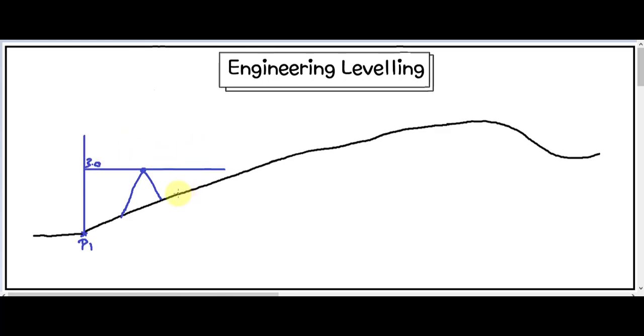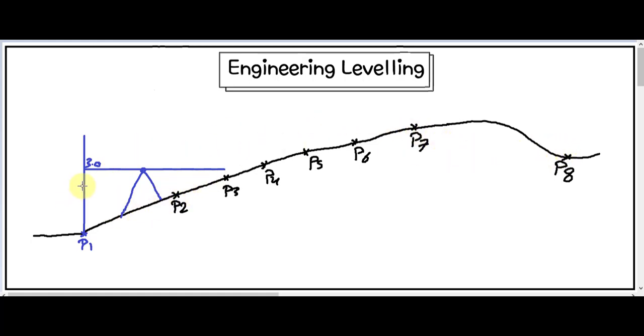And we want to know the levels of the following points. We want to know the level of point 2, here point 3, point 4, point 5, point 6, point 7, and here point 8. We want to know the level of all these points.